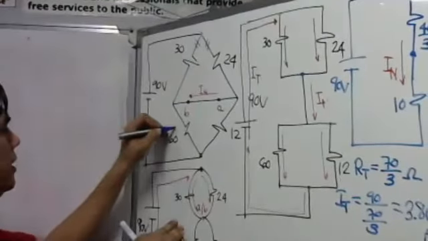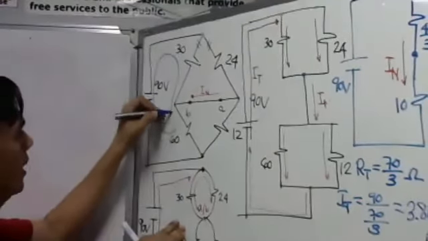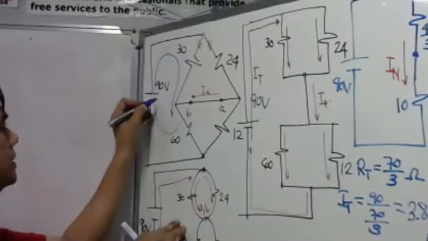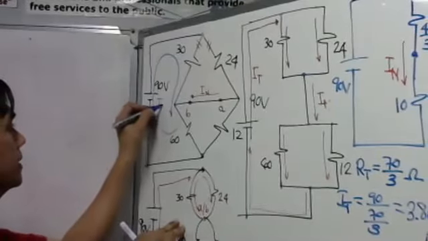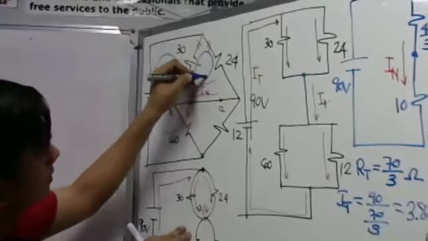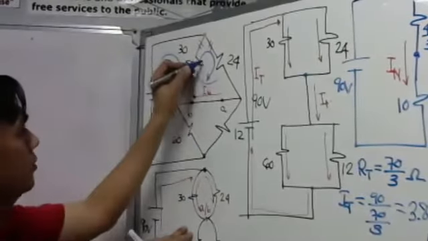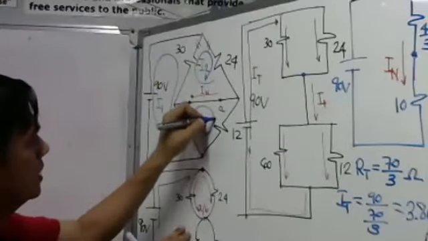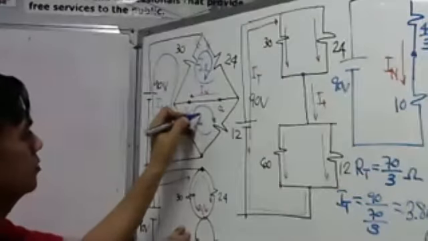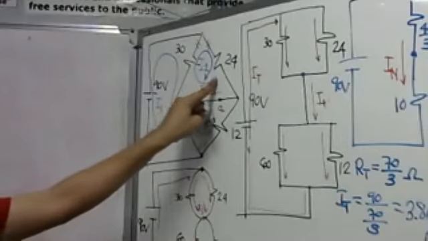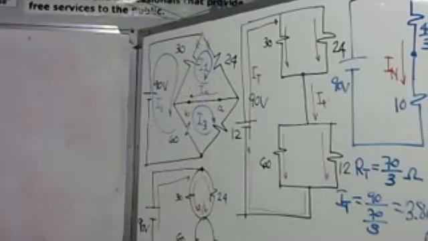Okay, so we have mesh loop 1. This is loop 1, so I will label it here as I1. Okay, this is our I1. Then we have here our mesh 2, this is our I2. Then we have our mesh 3, which is our I3. Take a look here, so that we are very sure with our answer.